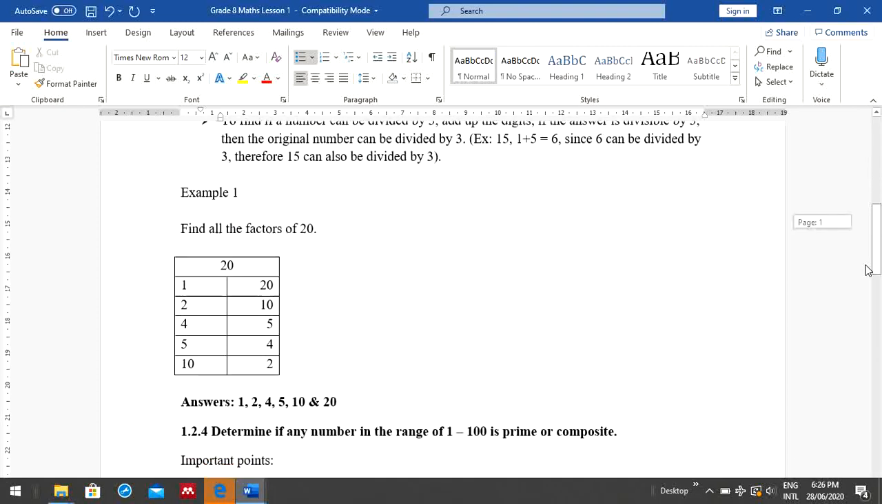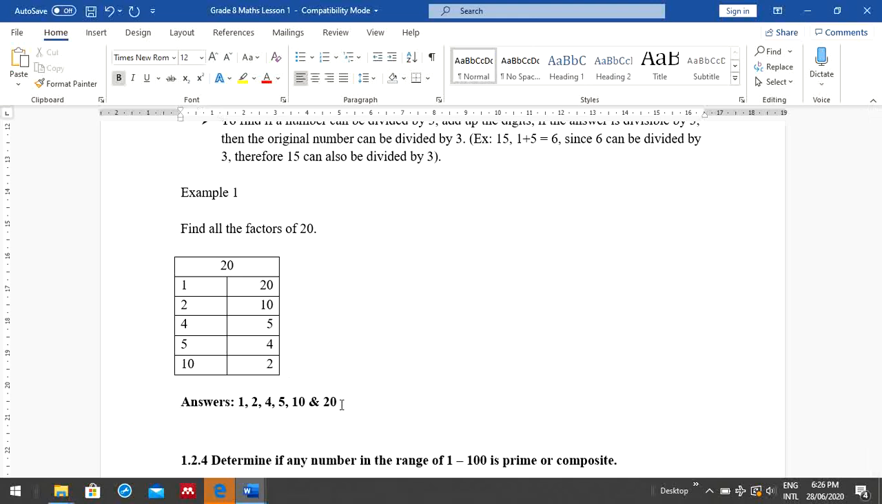Okay, so these rules, you need to remember them very well, because when you're doing the factors, they will make your life easier. Okay, let's look at example number 2, and then I'll give you something to practice.